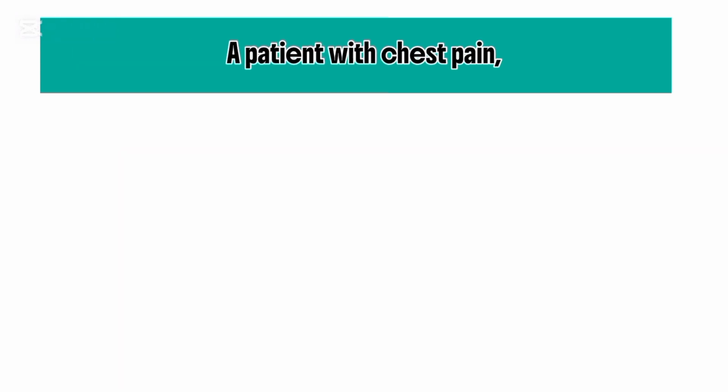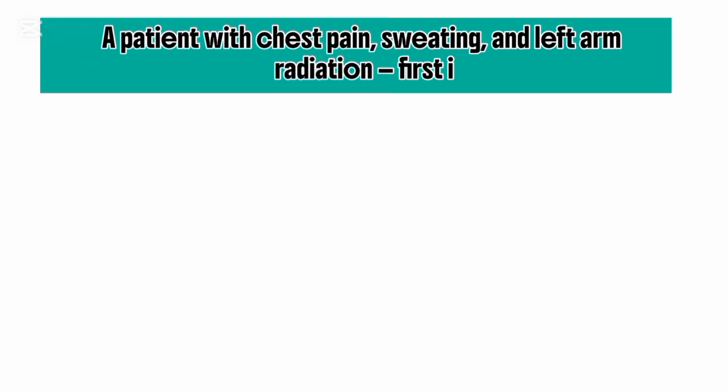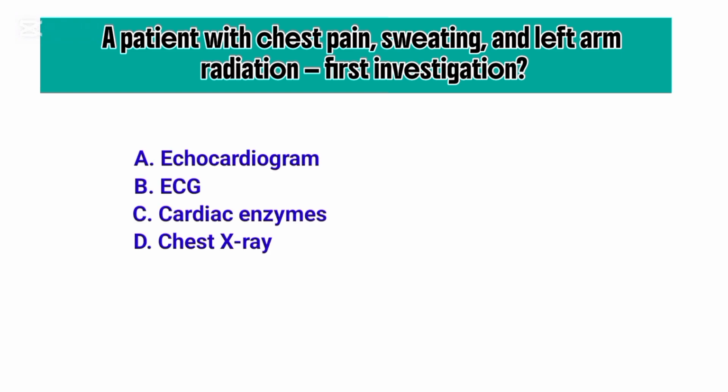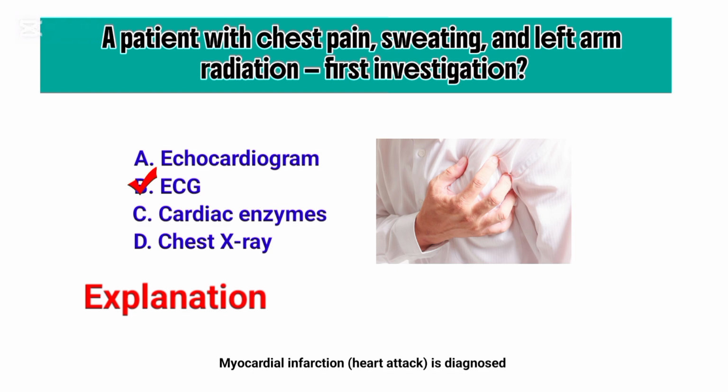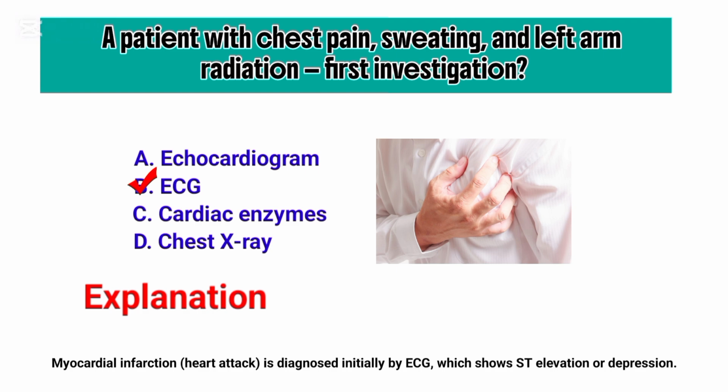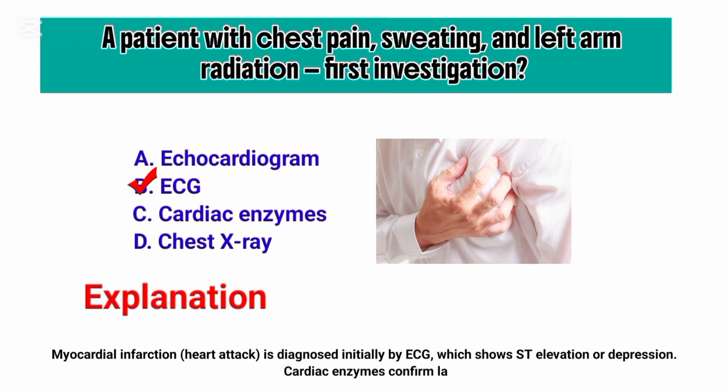A patient with chest pain, sweating, and left arm radiation. First investigation. Correct option B. ECG. Explanation. Myocardial infarction, heart attack, is diagnosed initially by ECG, which shows ST elevation or depression. Cardiac enzymes confirm later, time is muscle, so ECG should be done within 10 minutes.